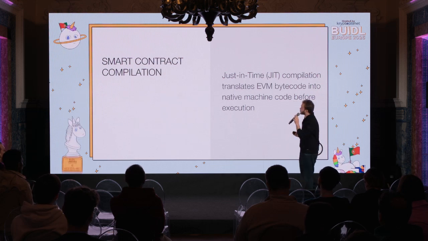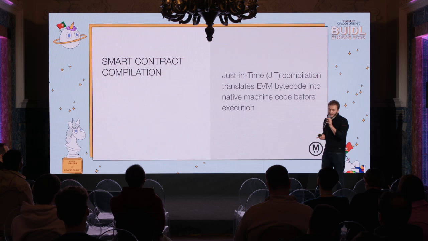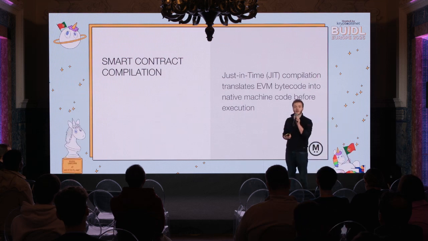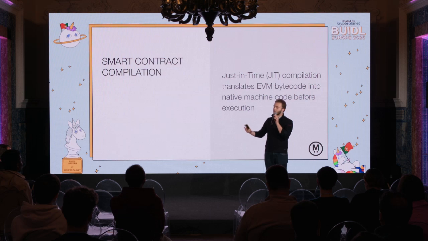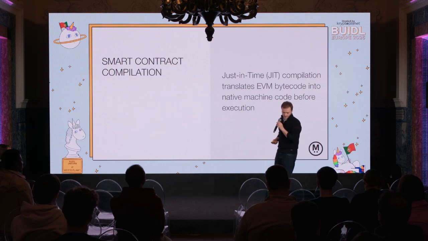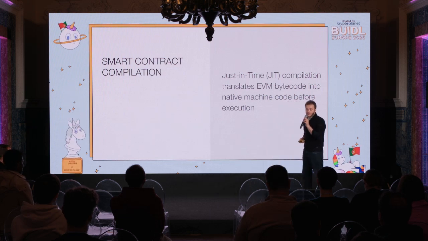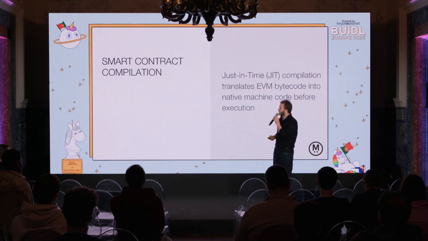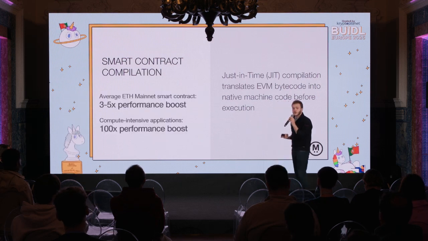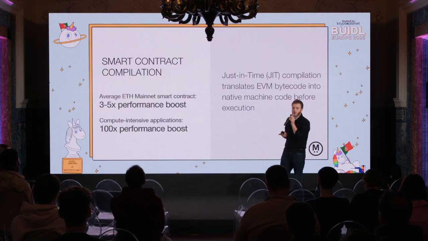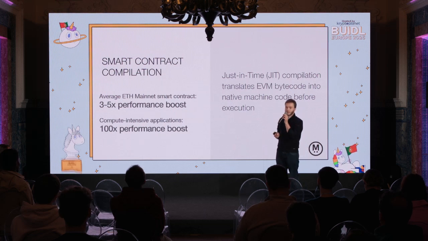That's why we implement just-in-time compilation, which translates EVM bytecode into native machine code before execution. So instead of translating on the dot, I brought up my presentation already in Russian. Our engineering team ran the most recent historical transactions from ETH mainnet, and we found an average 3 to 5% time performance boost on smart contracts and up to 100% performance boost on the most compute-intensive applications.